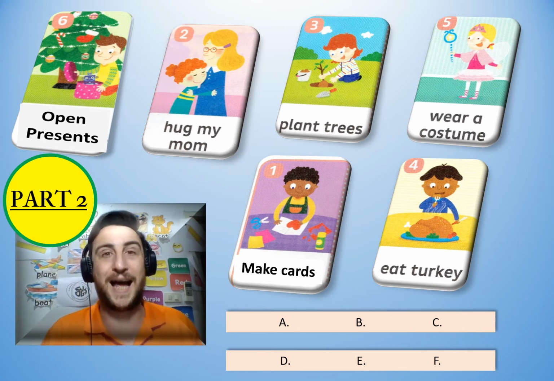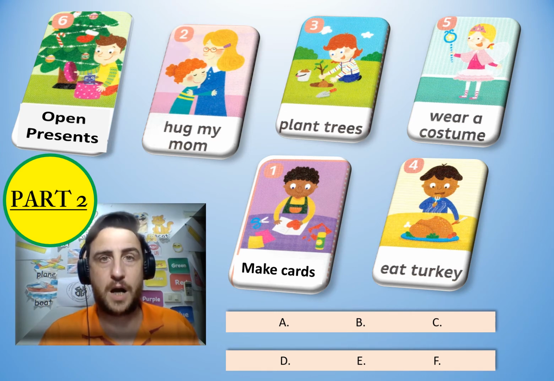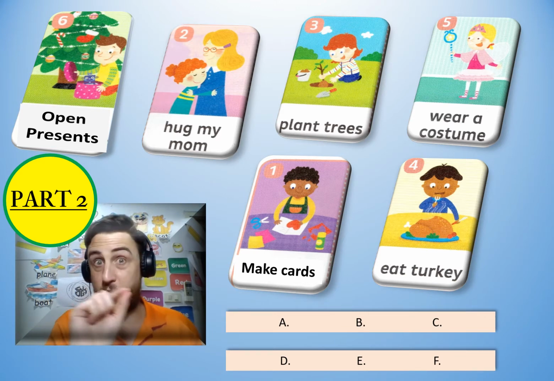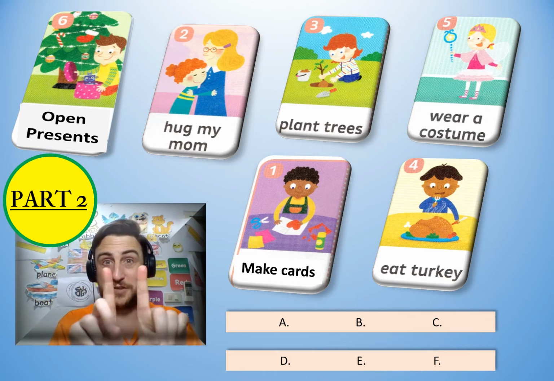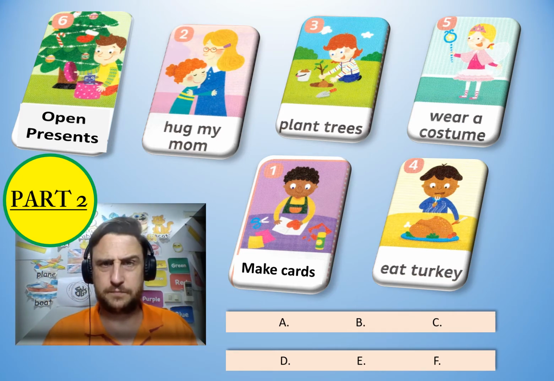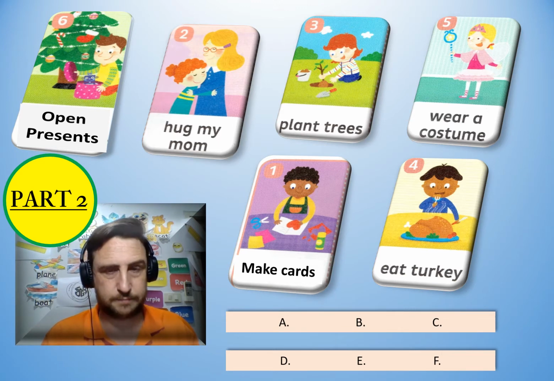So let's go. A. Hug my mum. So look at the pictures. Find hug my mum and write the number next to A. Okay? B. Eat turkey. What is the number for eat turkey? Write it next to B. Do you understand?